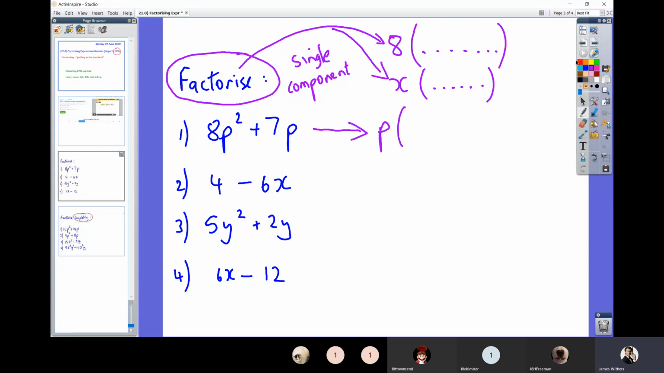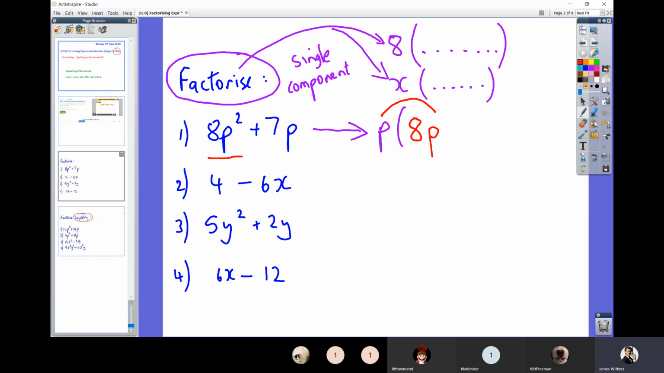Now, your thought process is, if I was working backwards and expanding, what would I multiply P by in order to get 8P squared? Well, I would need an 8. But as things stand, P times 8 is 8P. Do I want 8P? No, I want 8P squared. So I need another P. So we've got 8P in the bracket, because when we multiply those together, P times 8 times P, or 8 times P times P, is 8P squared.